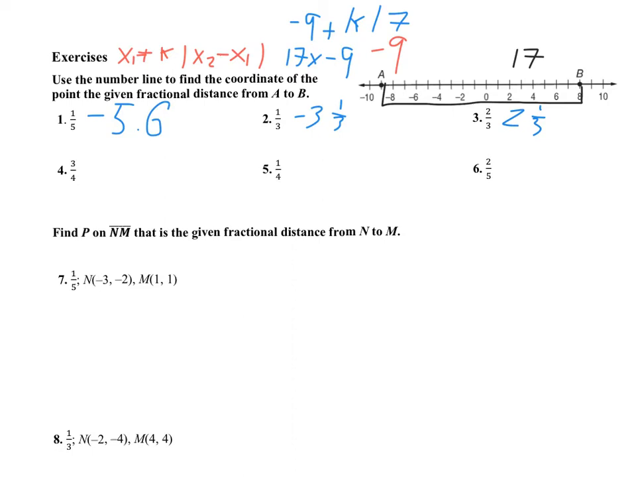3/4 should give me 3 3/4. 1/4 should give me negative 4 3/4. 2/5 should give me minus 2.2.